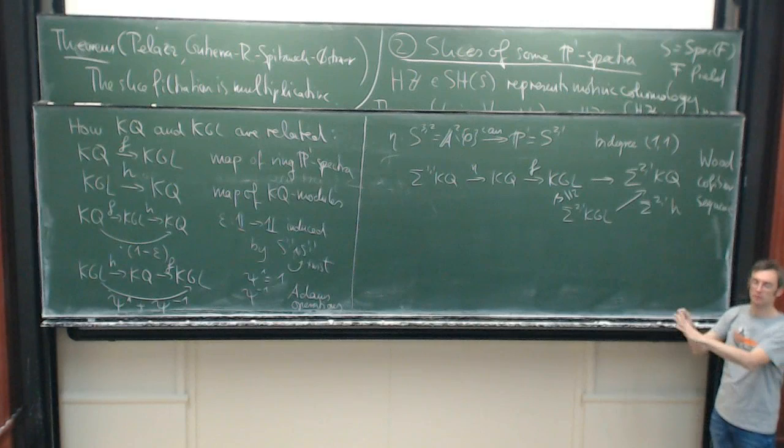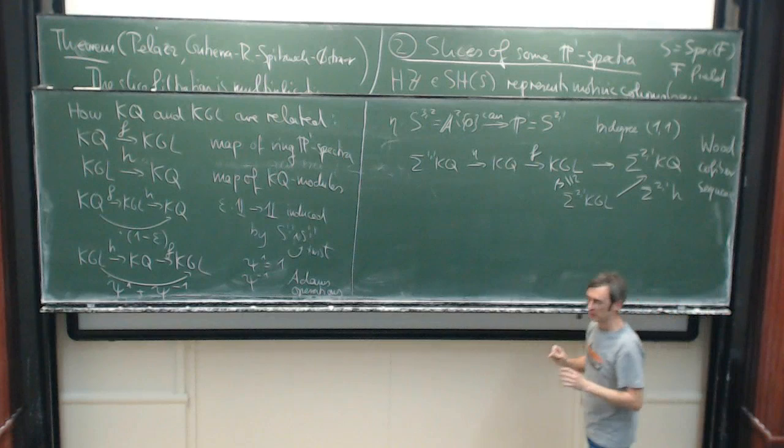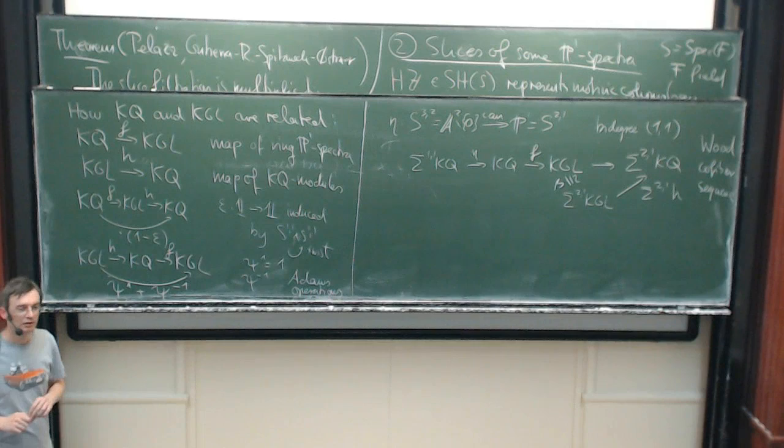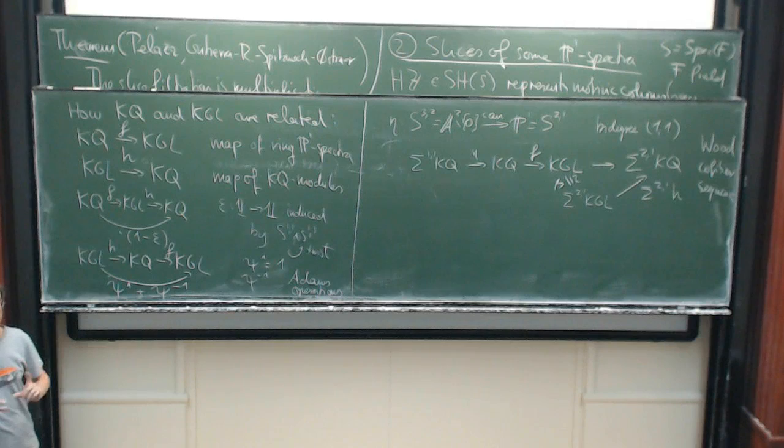Yeah. So these are the basic building blocks that I will use to compute the slices of Hermitian K-theory up to a little thing, and for this little thing we have to work a bit harder. So, thank you.